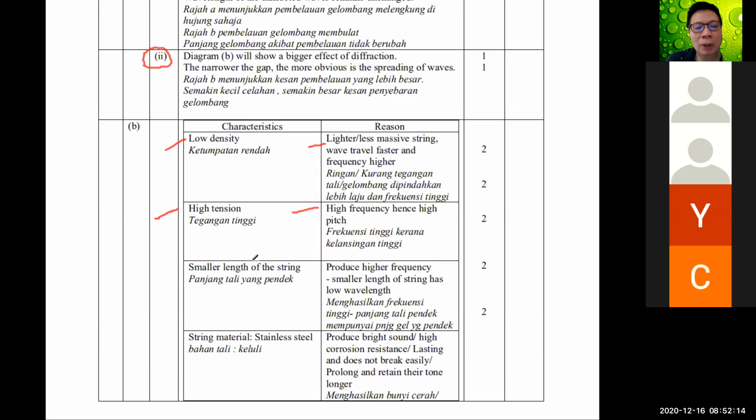Smaller length of the string, the string should be shorter. The reason is produce higher frequency. Okay. And the last one, we choose steel. The reason is clearer sound. The sound is very sharp, very clear. And high corrosion resistance. Steel has higher resistance to corrosion, so it's lasting, does not break easily.